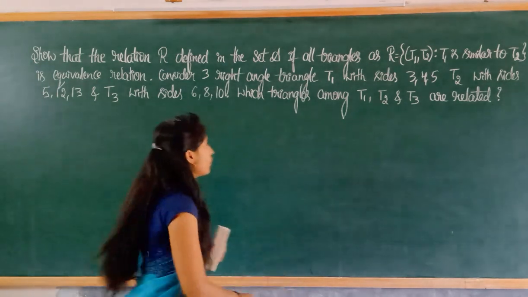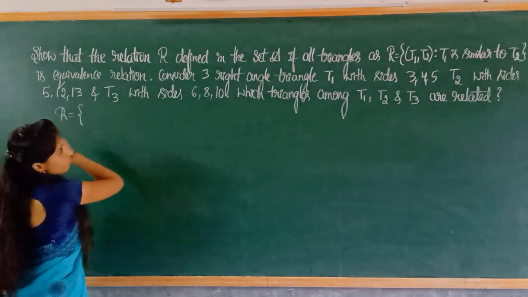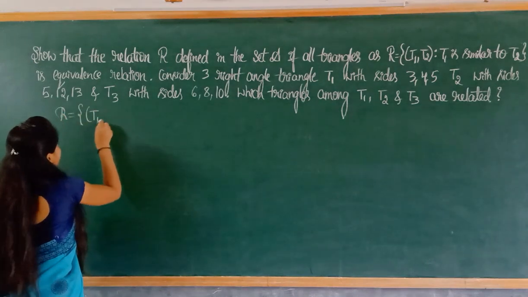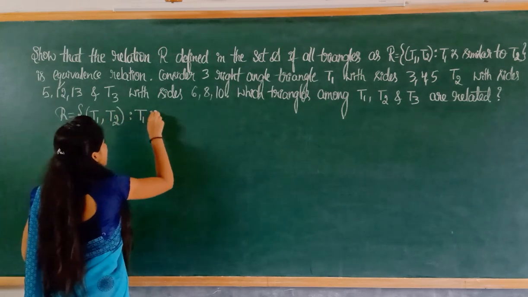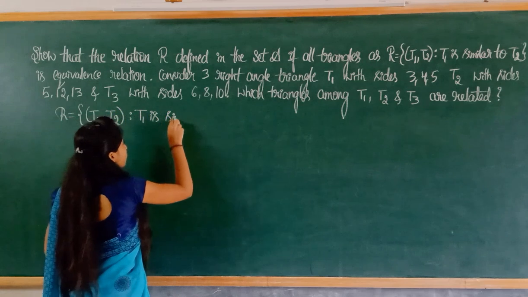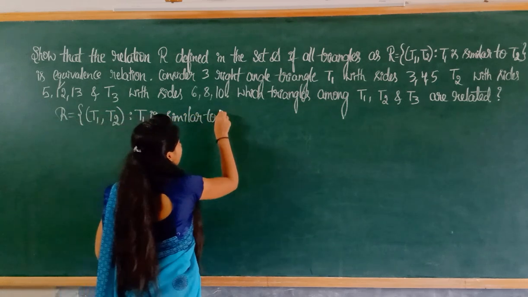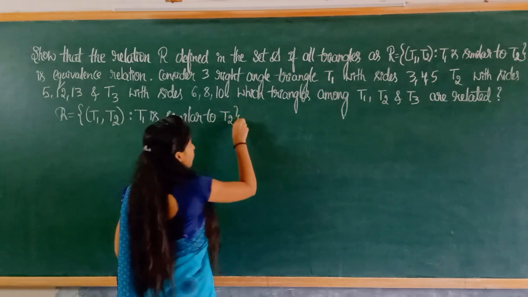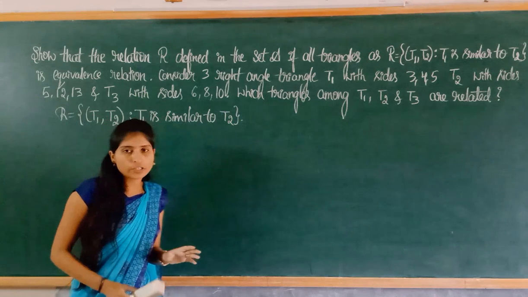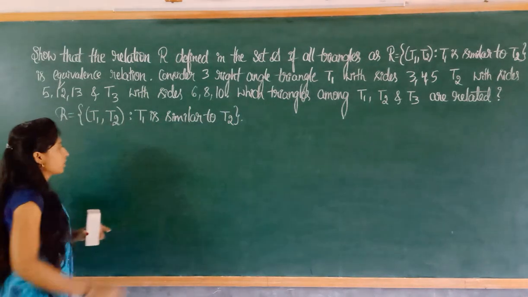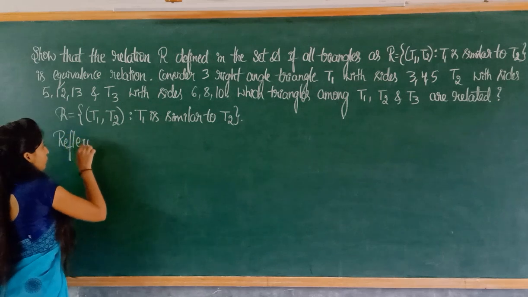Then first I will write the relation. R is equal to the set of (T1, T2) such that T1 is similar to T2. Now first we check the equivalence relation. For equivalence we have to check the conditions: reflexive, symmetric and transitive.